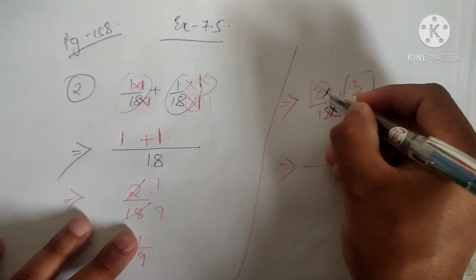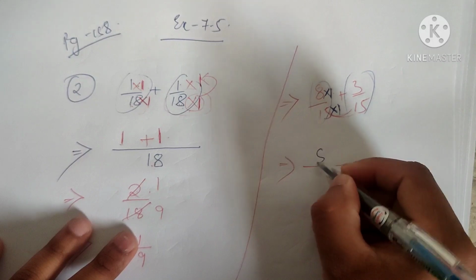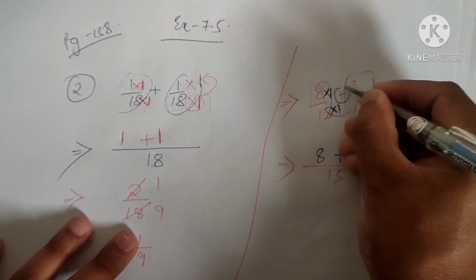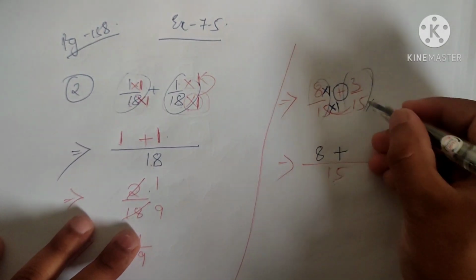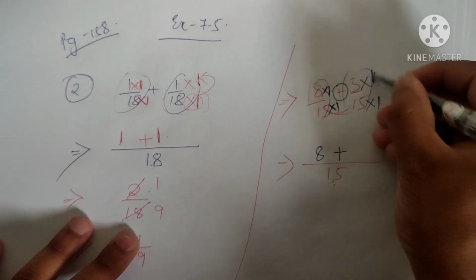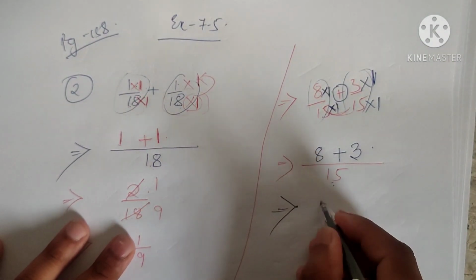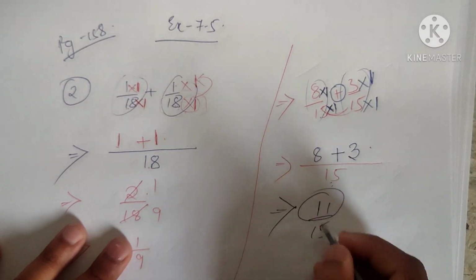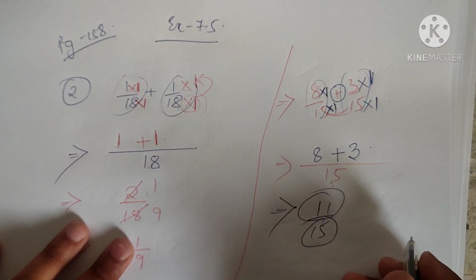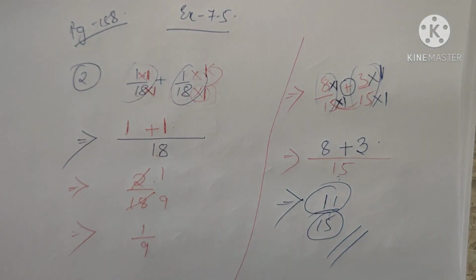So this one will go up here. 8 1 is 8. Okay, plus, because it is plus here. Then again you see that 15 1 is 15, and 3 into 1 will give you 3, isn't it? So 8 plus 3 is 11. 11 by 15. Since both are odd numbers and they are not divisible by each other, 11 by 15 is your final answer. Okay, is it enough?